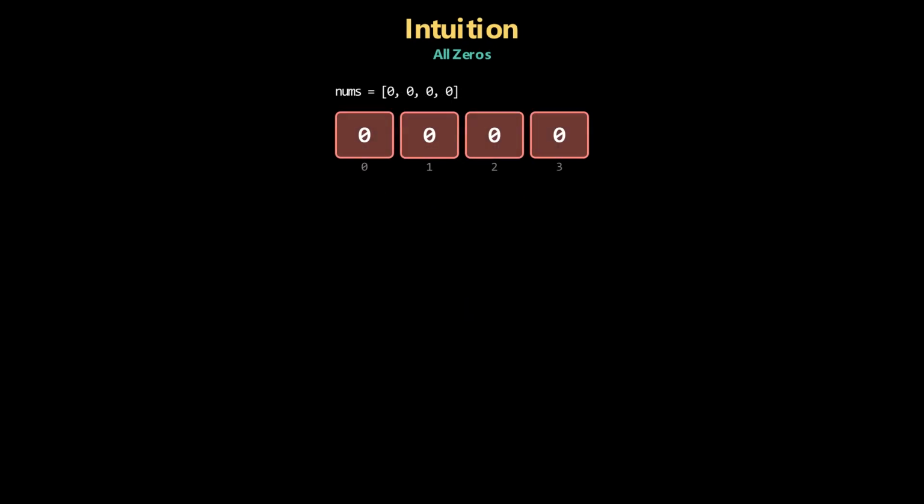What if every element in the array is 0? No matter which numbers or how many numbers you pick, the XOR sum will always be 0. No valid subsequence exists, and we return 0.